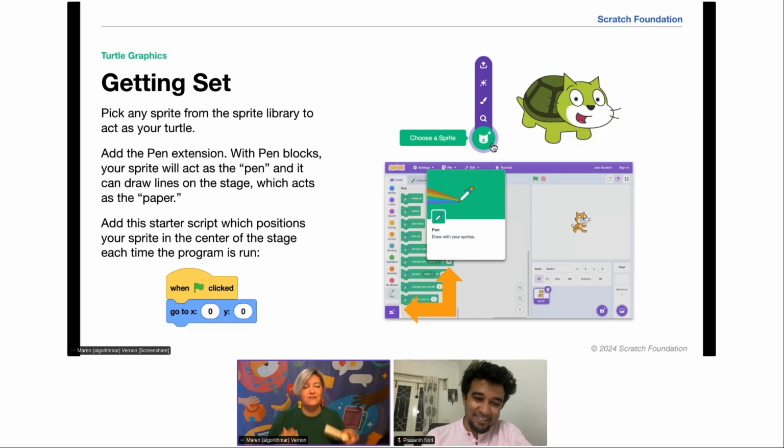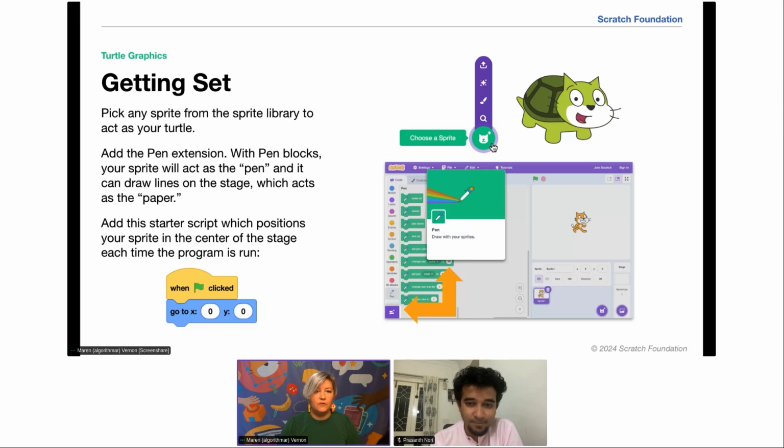So sorry for those of you looking for an actual turtle sprite, but you can pick any sprite that you like. And then we're going to add the pen extension. Again, when we get into the Scratch environment, I will show you this live. But if you're looking for it right now, it's in that lower left-hand corner in that purple box. And when you click on it, our extension menu opens up and you should see pen.